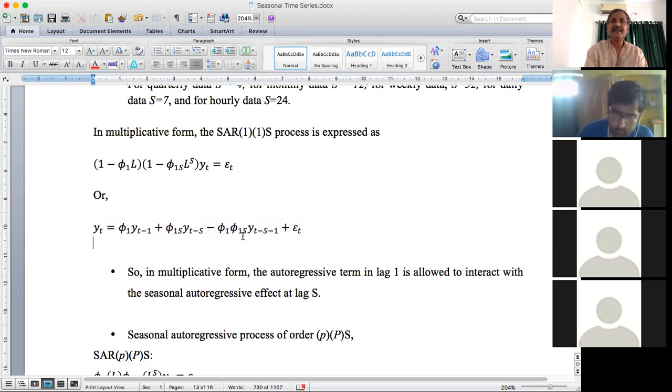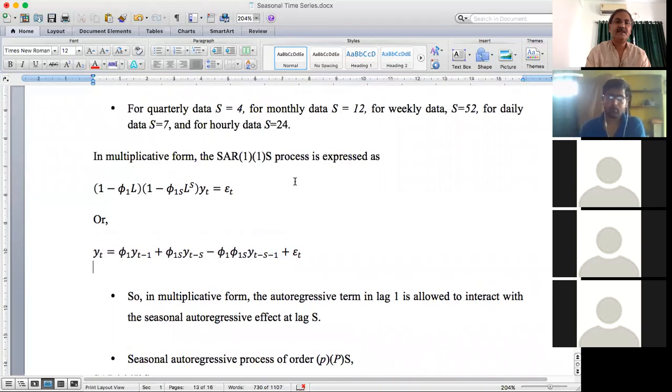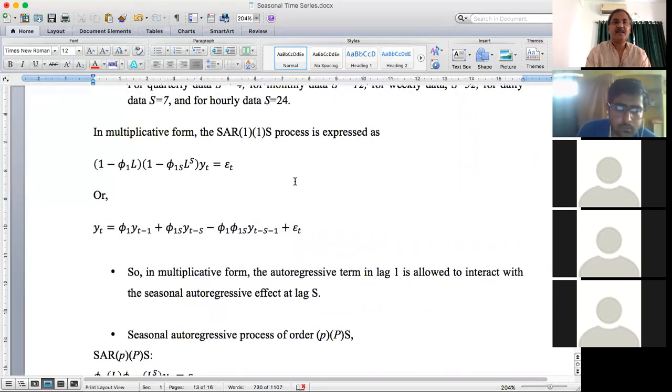That is, this is the interaction of the non-seasonal component as well as the seasonal component. So if we express the autoregressive process in a seasonal time series in multiplicative form, we have shown the result by taking only autoregressive of order 1 1 to understand the process clearly. You can extend this model for higher order autoregressive also.